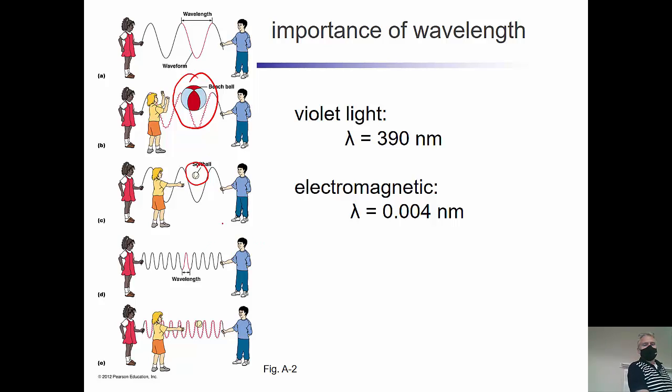If we shorten the wavelength, as we see in the second to bottom panel, now the baseball is more likely to hit the skipping rope. And when we're looking at visible light, the shortest visible light, violet, is about 390 nanometers. Whereas in electron microscopy, the wavelength is actually 0.004 nanometers, so much shorter. And so this gives us a much higher resolving capacity on an electron microscope.